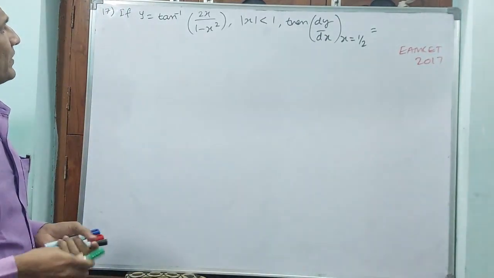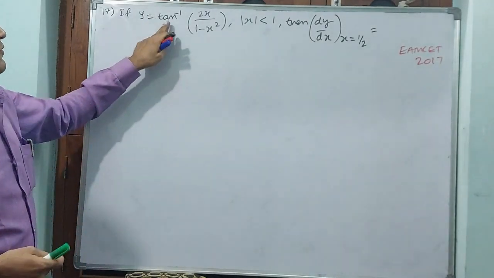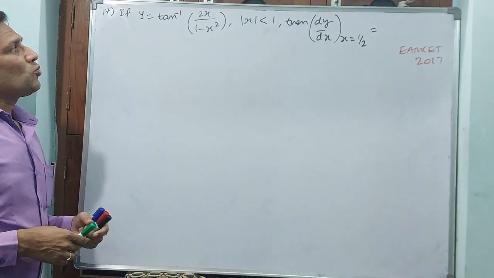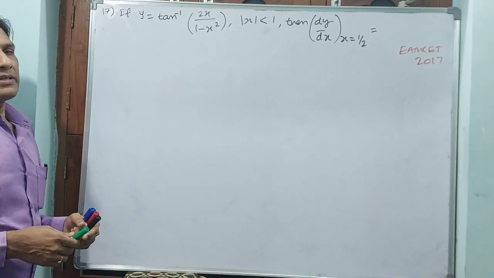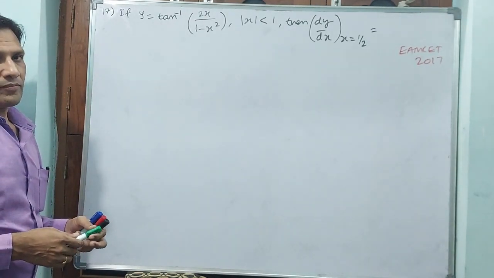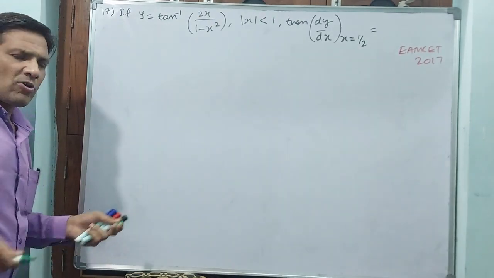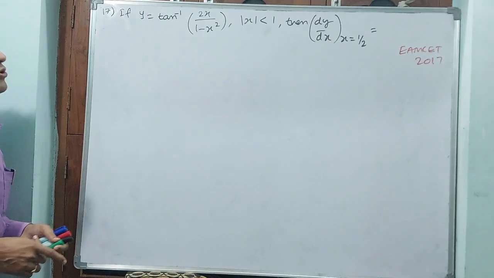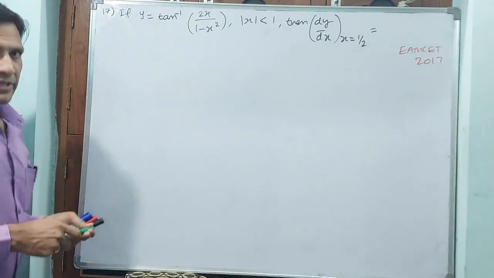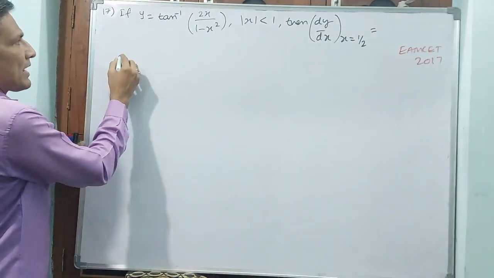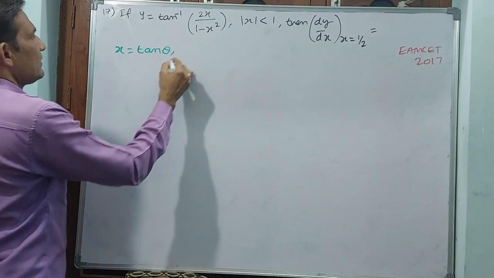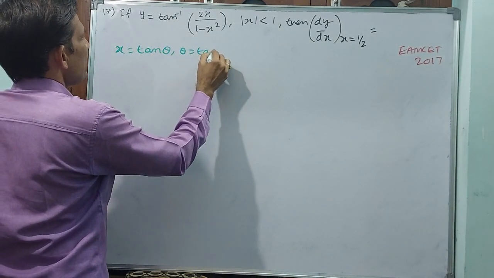See, by seeing itself, you forget about tan inverse. You have to remember one formula: 2 tan theta by 1 minus tan square theta, that is tan 2 theta. Tan of 2a is equal to 2 tan a by 1 minus tan square a. Write it down. Here I am taking x is equal to tan theta. Then theta is equal to tan inverse of x.